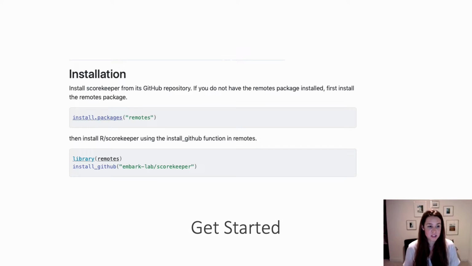The first thing you'll need to do is install the remotes package by using install.packages and then remotes, if you do not have the remotes package installed, which you might. Then you'll call library(remotes) and install_github("EmbarkLabs/Scorekeeper") in order to install the package.